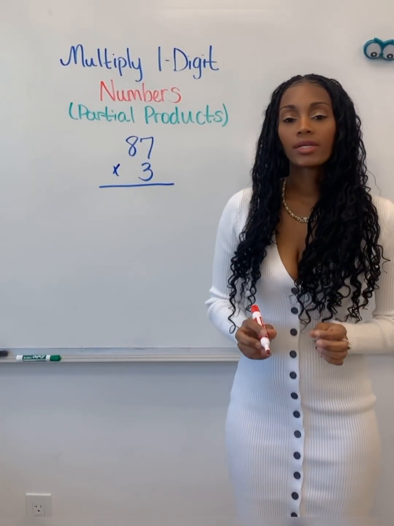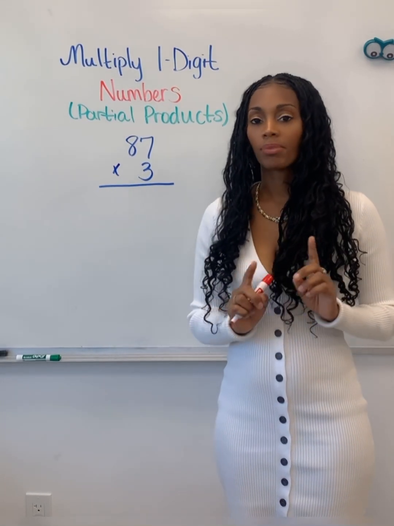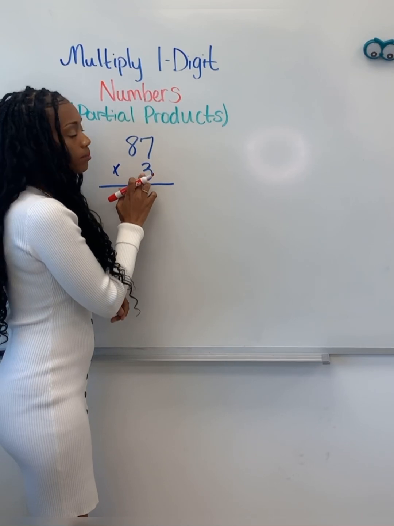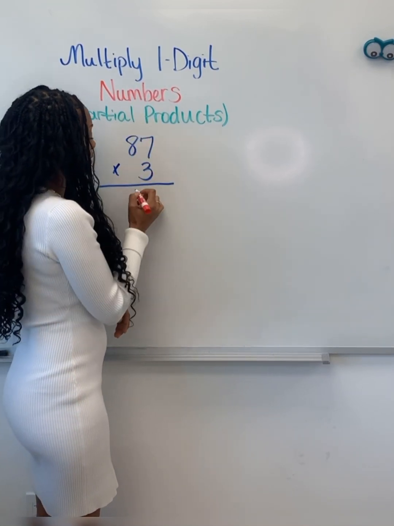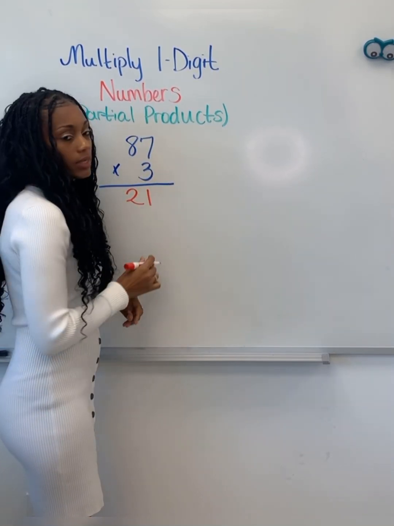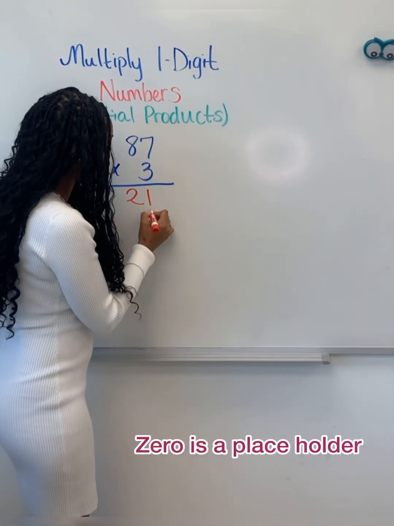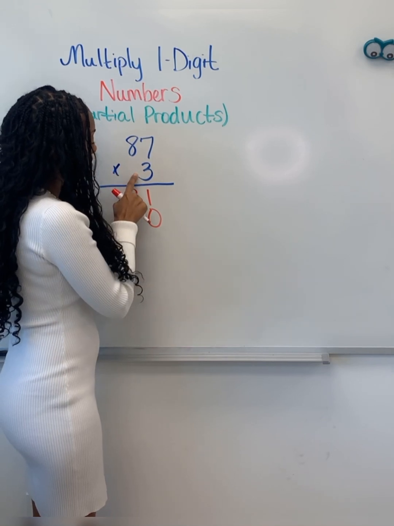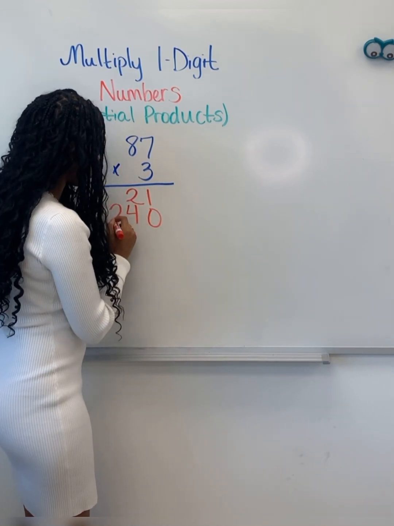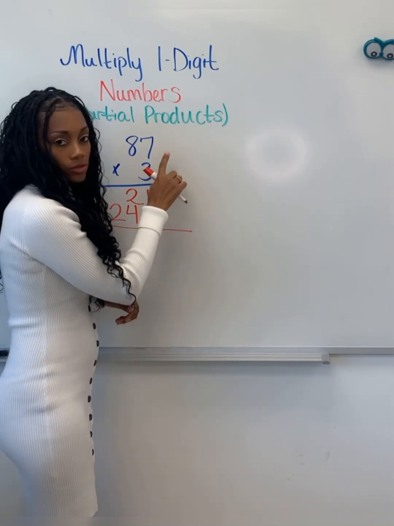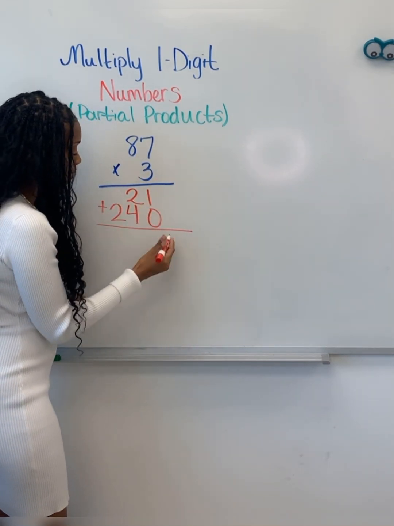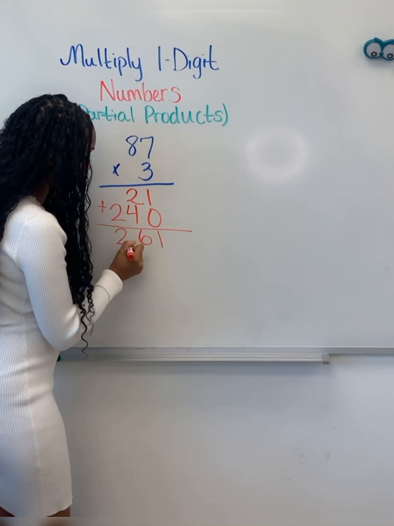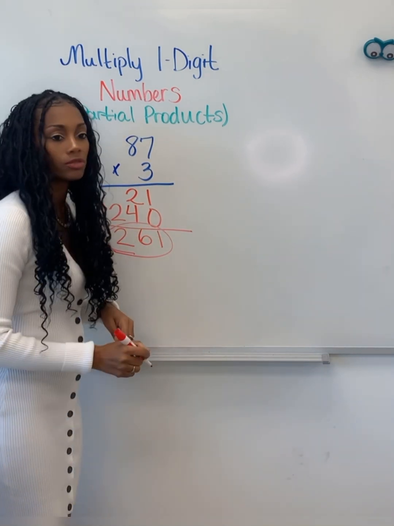All right, so let's try to multiply the same number but a different way. We're going to start with 7 times 3, which is 21. So I'm going to put 21 here. I'm going to then add a 0 in the ones place and then multiply 8 times 3, which is 24. I'm then going to add this together. That's 1 plus 0 is 1, 2 plus 4 is 6, and then bring down the 2. So my product is 261.